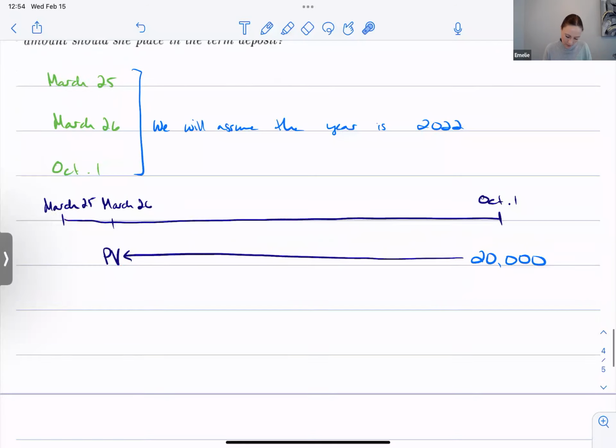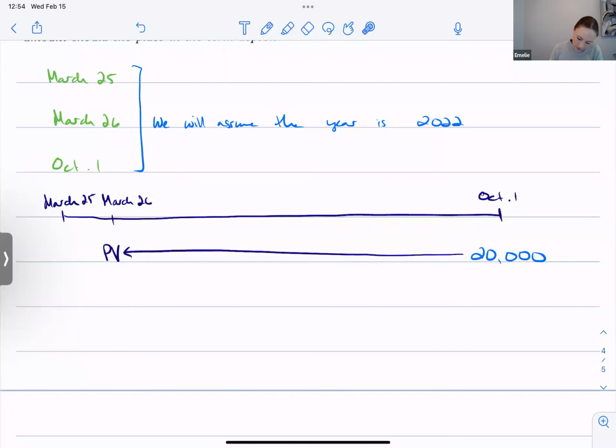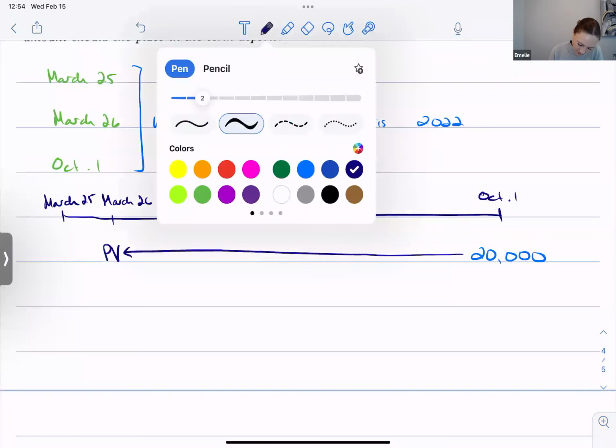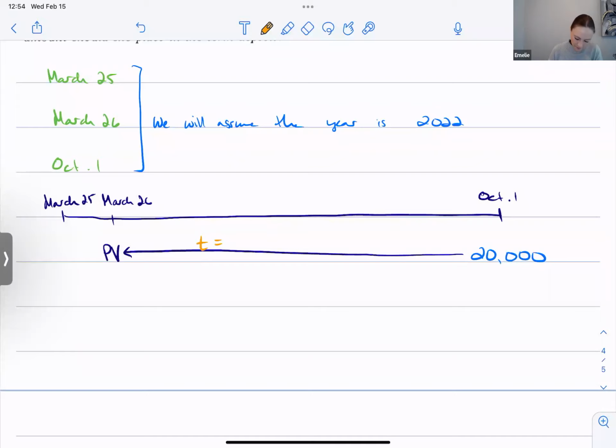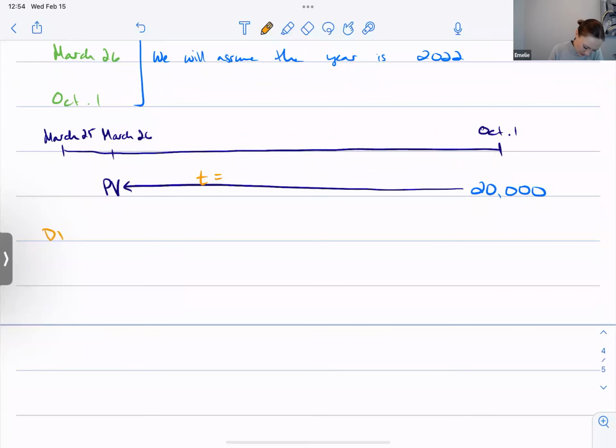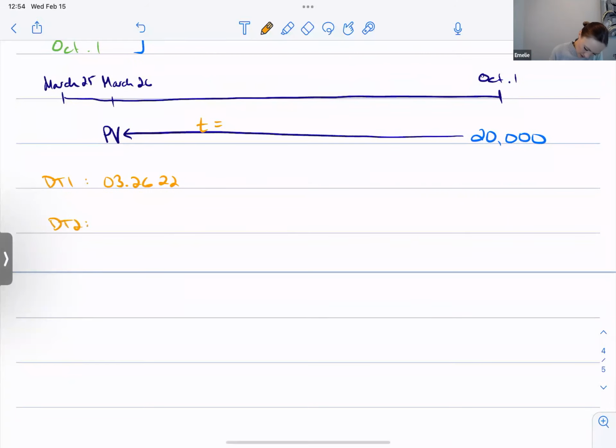So let's see here. We need to know what the time is, and date 1. Even though the arrow is moving from October 1st to March 26th, date 1 is still March 26th. So date 1 is going to be 03/26/22, and date 2 is going to be 10/01/22. So the days between dates, let's find that out.